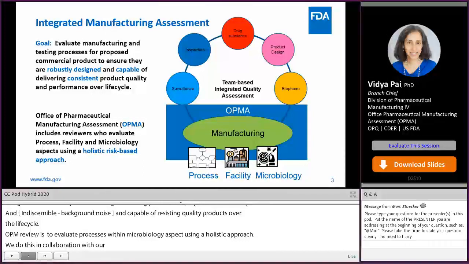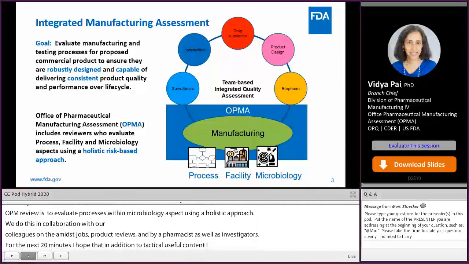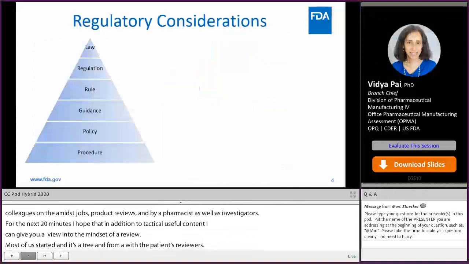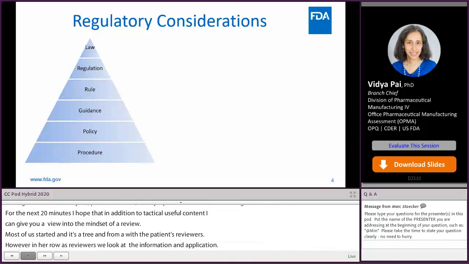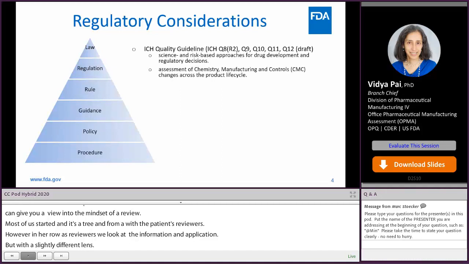Through the next 20 minutes or so, I hope that in addition to some technical useful content, I can give you a glimpse into the mindset of a reviewer. Most of us started in industry, so we're familiar with the same operations as you are. However, in our role as reviewers, we look at the information in an application, but with a slightly different lens. To elaborate, our assessment is bounded by regulatory considerations as outlined within law, regulation, rule, guidance, compendia, policy, and procedures.